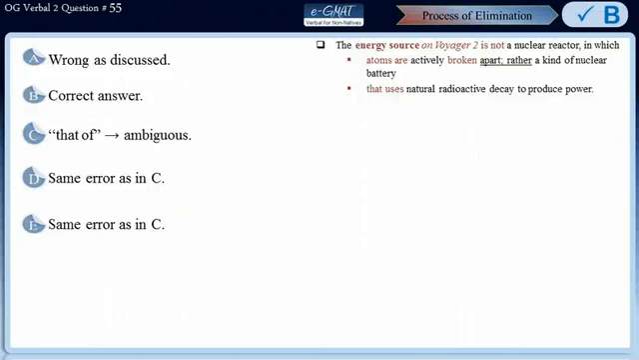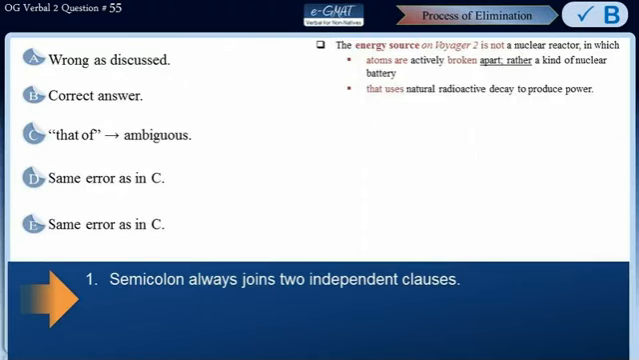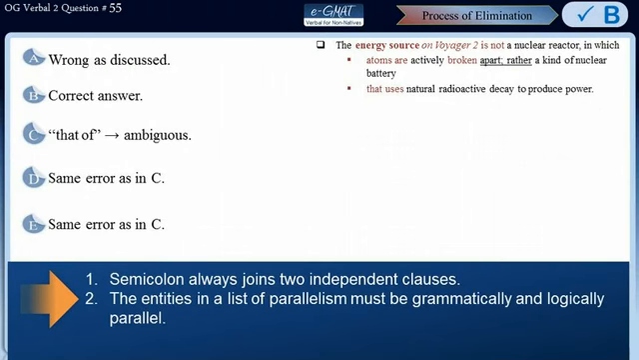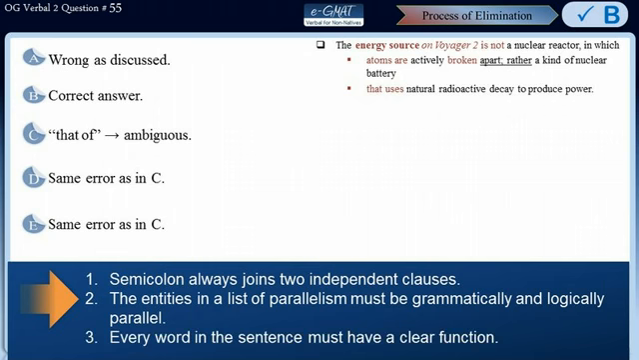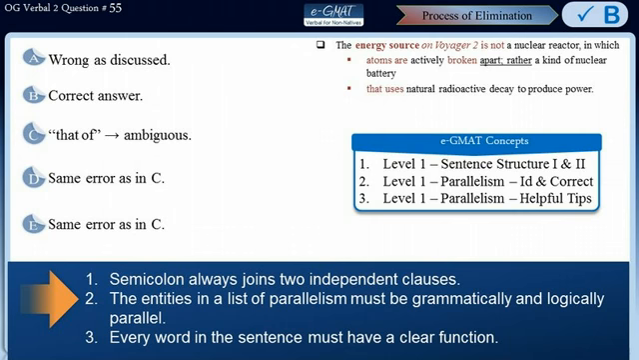This brings us to the takeaway messages for the sentence. Semicolon must always join two independent clauses. The entities in a list of parallelism must be grammatically as well as logically parallel to each other. Also, every word in the sentence must have a clear function to convey the meaning of the sentence in the most effective manner. The concepts tested in this sentence have been covered in Level 1 Sentence Structure 1 and 2, Level 1 Parallelism Identify and Correct, and Level 1 Parallelism Helpful Tips.